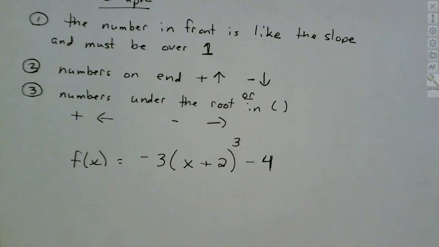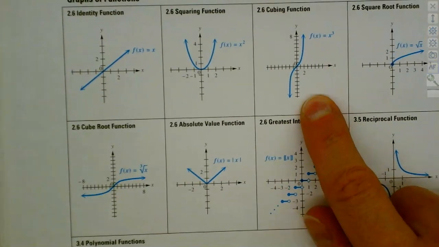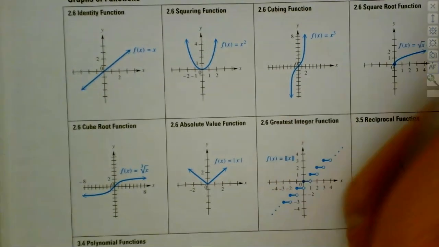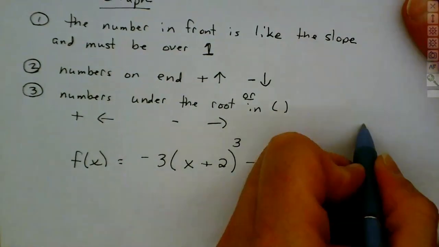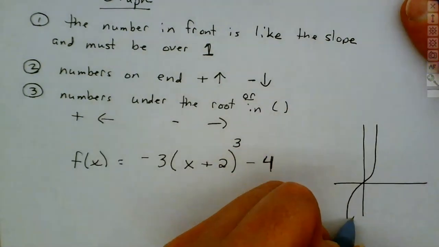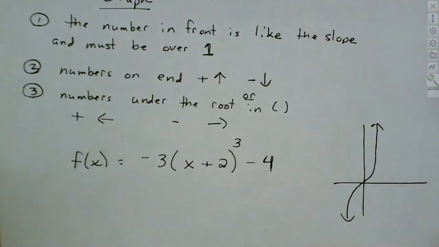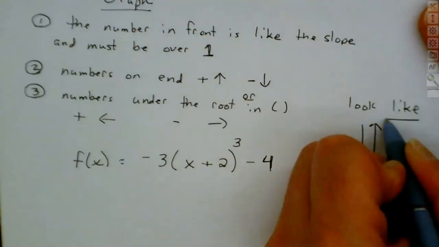So first off, what should my picture look like? Well, what is my power on the parentheses? It's a cube. So we need to go back to our textbook. And we look at the cube here. And it's a cube function, so it's going to resemble that. So I, again, always like to draw the cube function, or whatever function it is, over here. And so we know it's going to eventually look something like that. Okay? It needs to look like this. This just sets up our pattern.